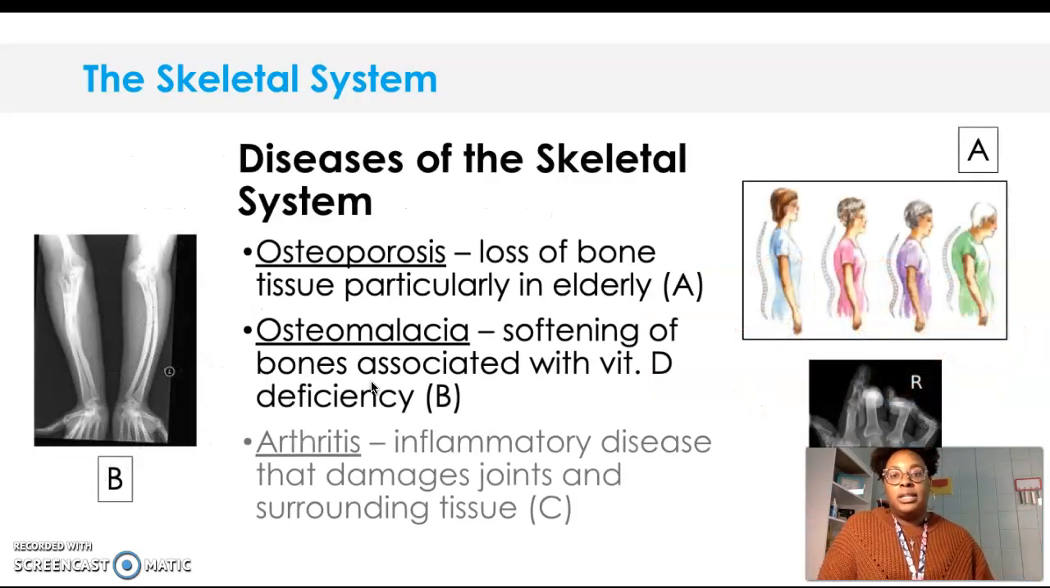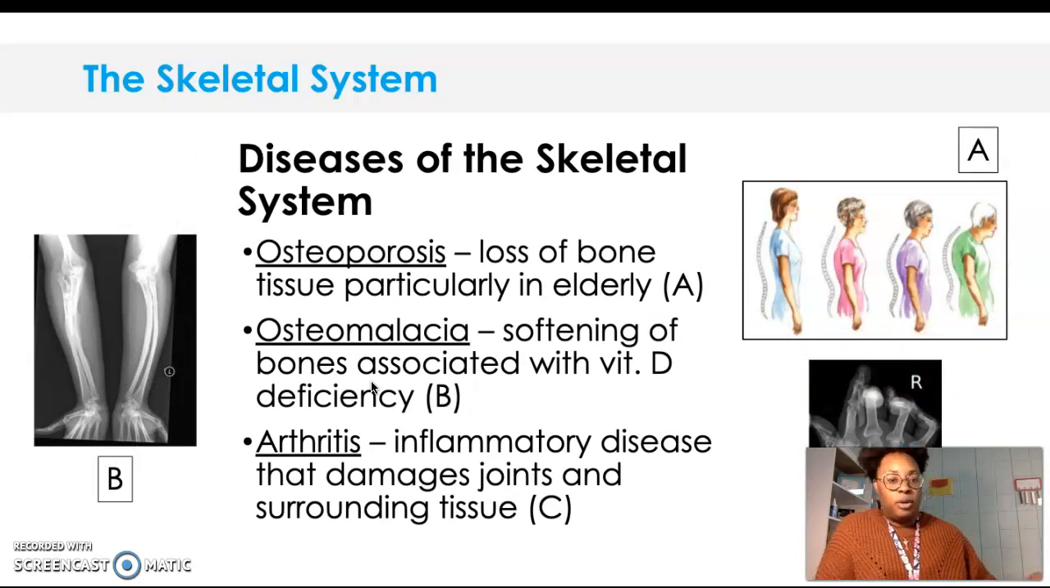All right, so diseases of the skeletal system. So you've got osteoporosis, which is the loss of bone tissue. So it really happens in older people, and so it would look something like this. And so as somebody ages, their skeleton can lose the tissue, and it causes them to have like a little hump in their back.